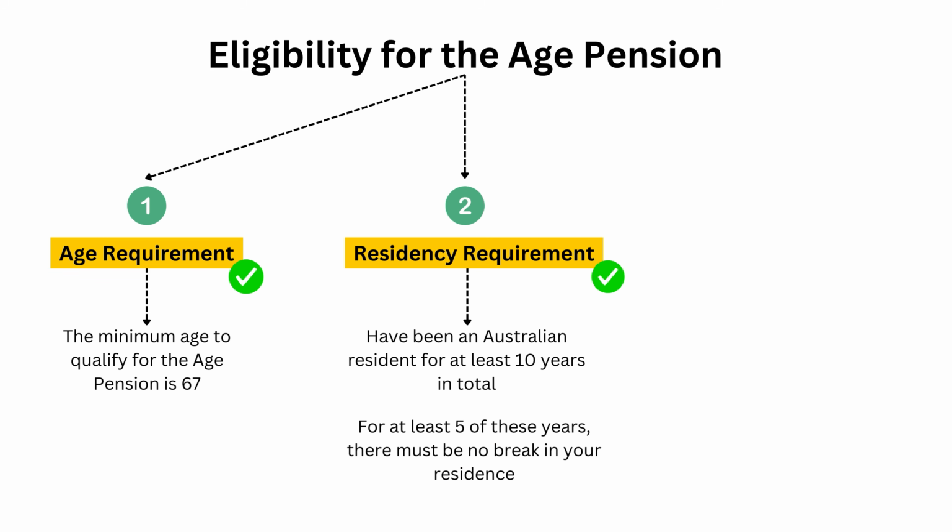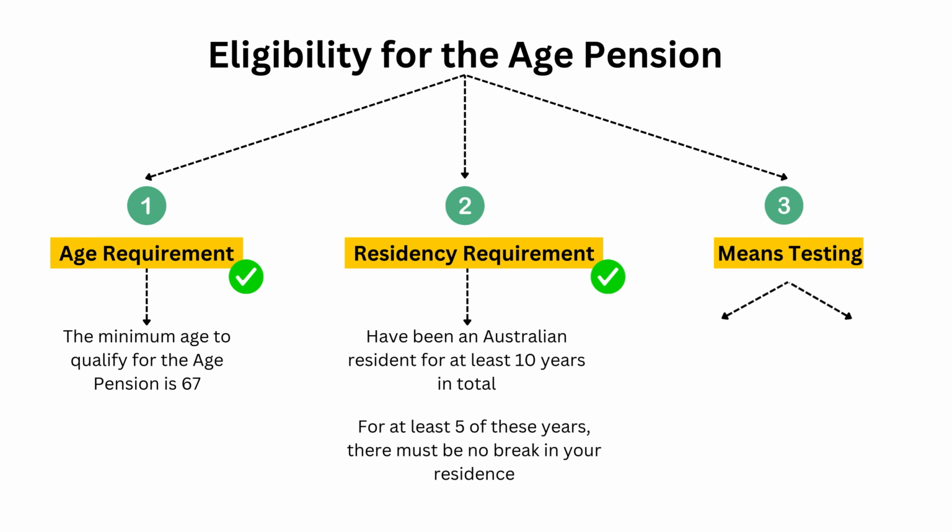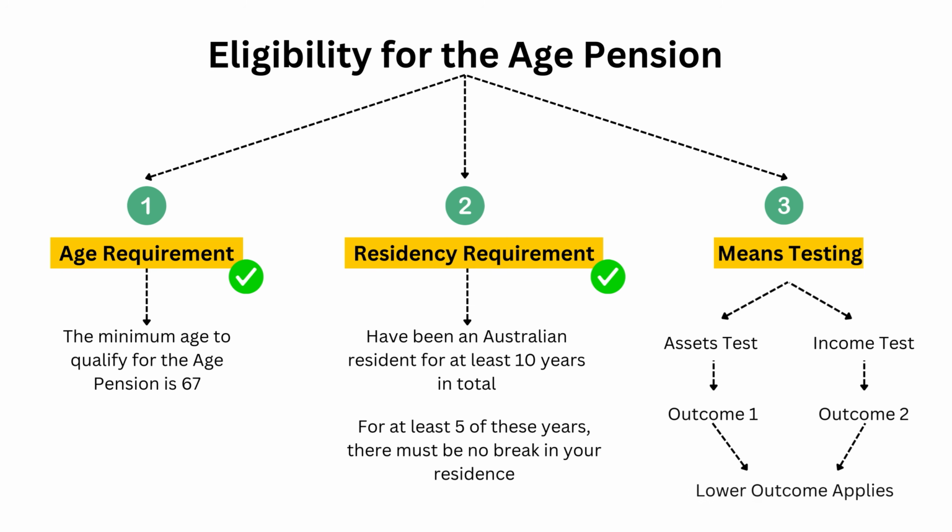Let's get into it. After meeting the age and residency requirements, how much age pension you can get comes down to means testing, specifically the assets test and the income test. Centrelink looks at both tests independently and applies the one that gives you the lower payment.